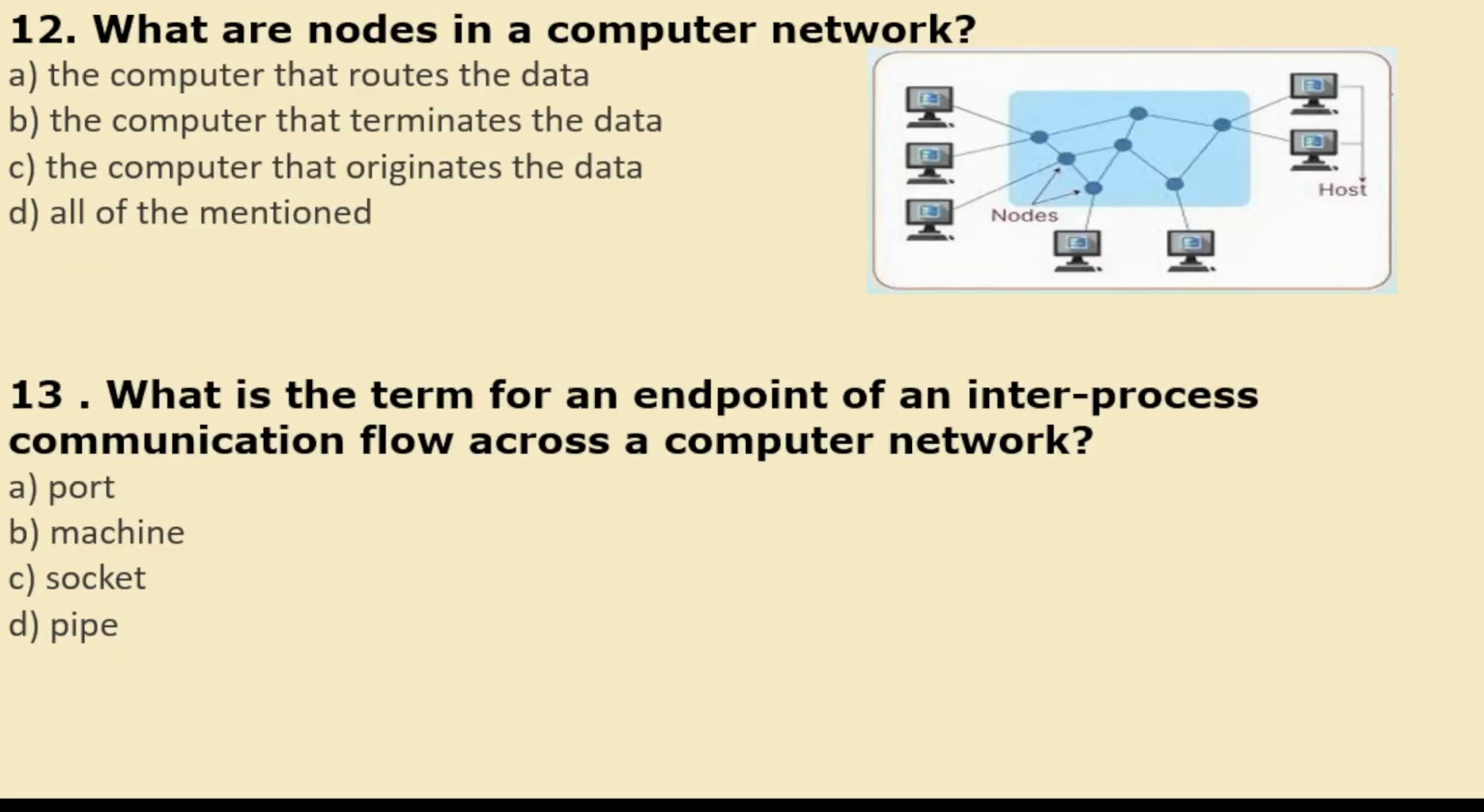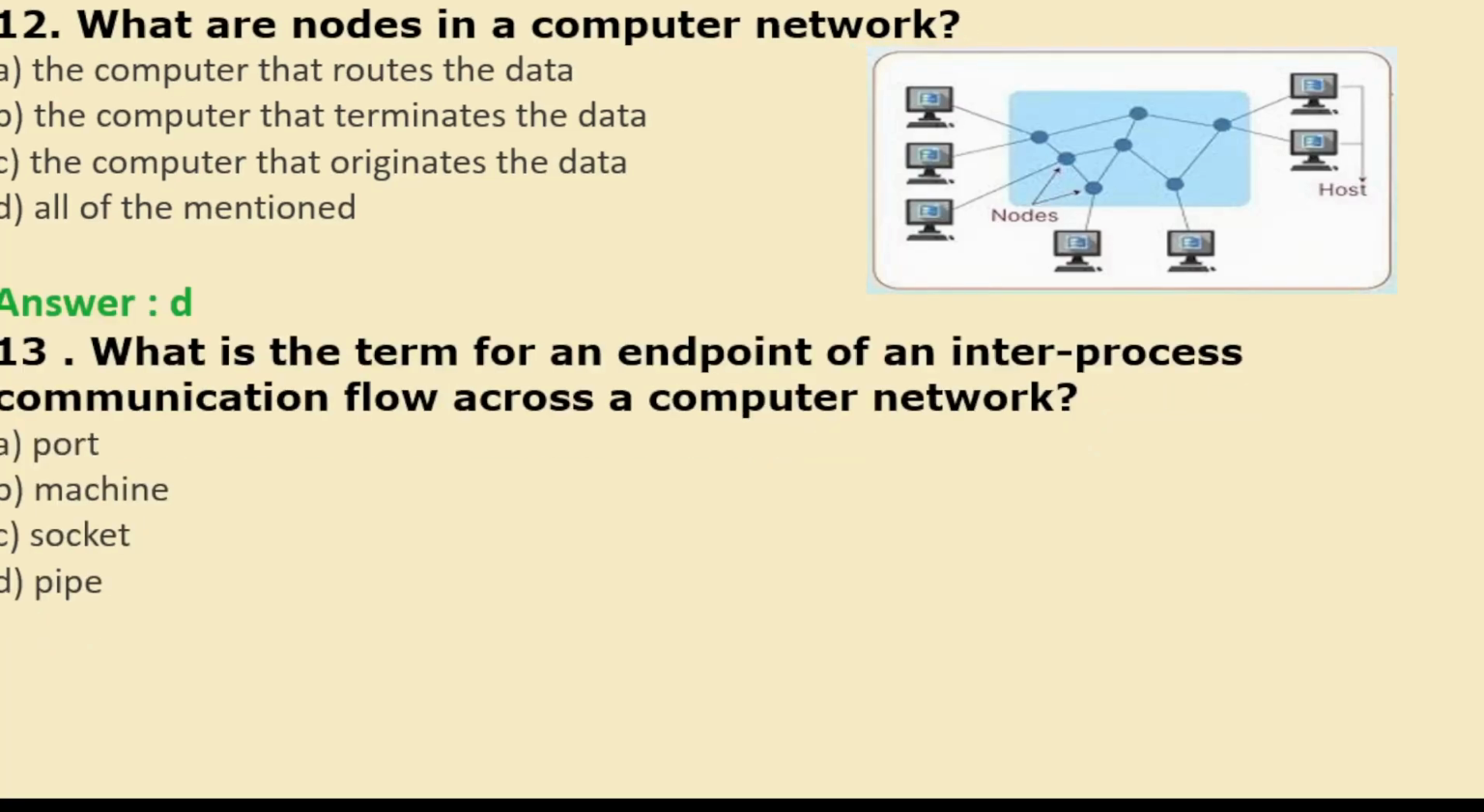Question number 12. What are nodes in a computer network? A. The computer that routes the data. B. The computer that terminates the data. C. The computer that originates the data. D. All of the mentioned. So the correct answer is D.